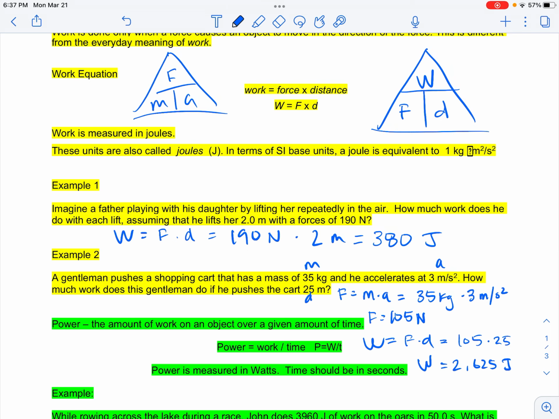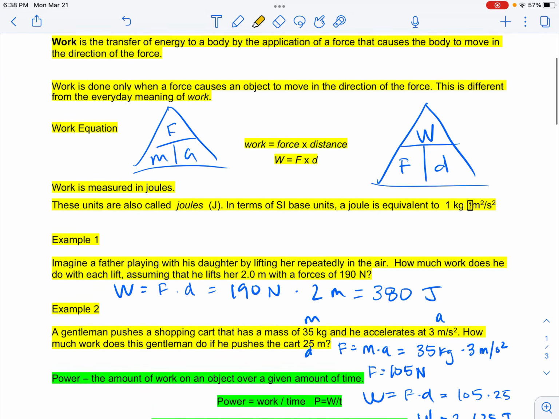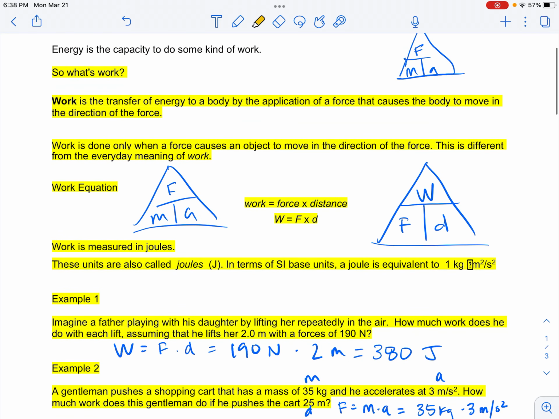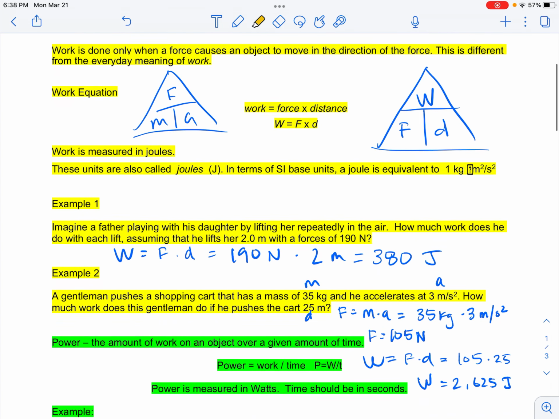So you've got two kinds of problems there: simple ones where you plug in and use the triangle over here, and then harder problems where you plug in first on this side to solve for force, and then take that force and plug it right in over here to solve for work. Work is equal to force times distance, and the definition of energy is the capacity to do some kind of work. We're going to learn some other more specific energies later, but this is the first, learning about work.